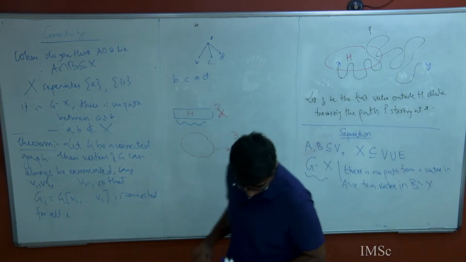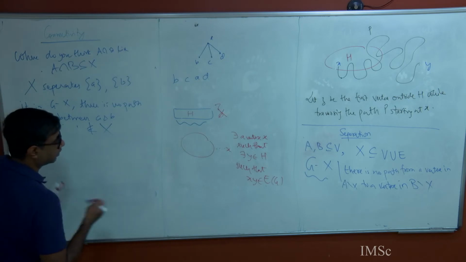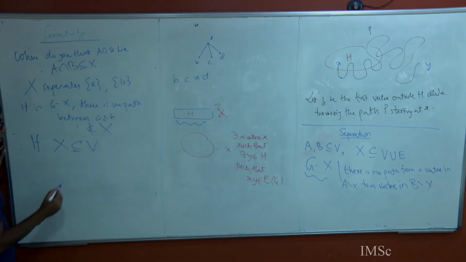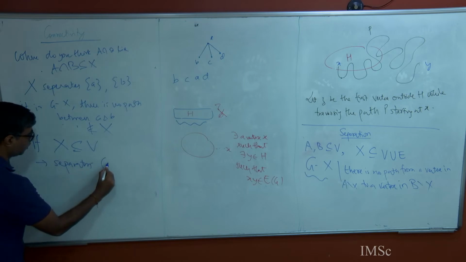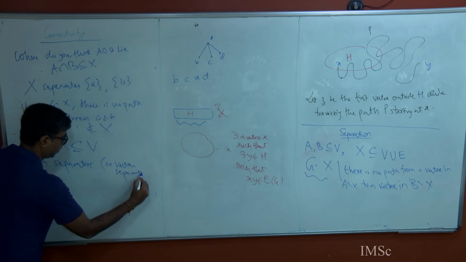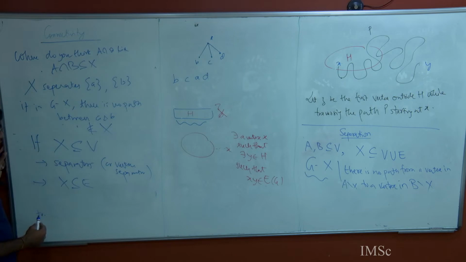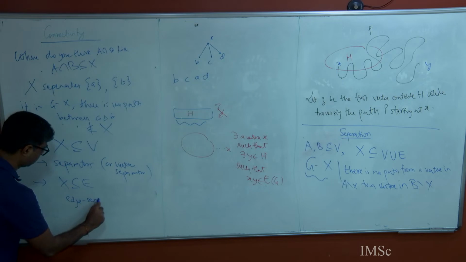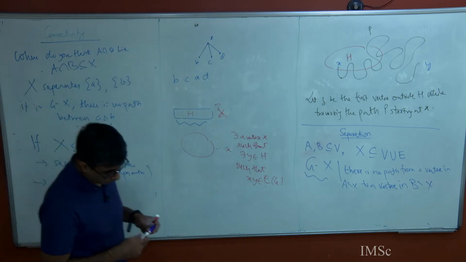Okay, so some simple things to remember. They have a term. If X is only part of V, they are called separators, or vertex separators. And of course, if X is only contained in E, we don't just call it a separator, we give it a name. Now what theorem do I want to prove?